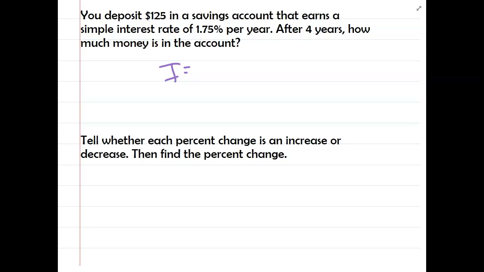So to find the interest, it's I equals PRT. P is the principal, the amount of money you start with. R is the rate, but it's not 1.75 because it's a percent. It's going to be 0.0175. And T is the time, 4 years. Now this is not a good deal at all because that interest is only, yikes, 8.75. That means after 4 years, you're only going to make $8.75, which, I guess it's better than sitting at home in your drawer, but still.